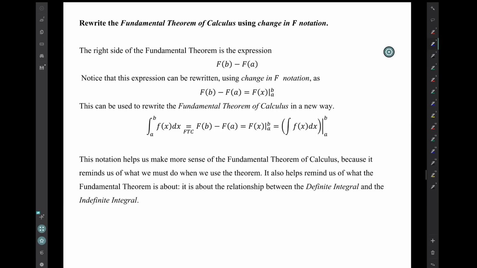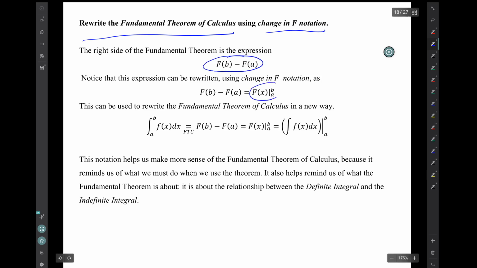Now I'd like to use that notation, that change in f notation, to rewrite the fundamental theorem of calculus. Remember that the right side of the fundamental theorem of calculus is this expression, capital F of B minus capital F of A. We see now that we can use the change in F notation to write that in this way, the change in capital F from A to B. Well, we can use that to rewrite the fundamental theorem of calculus. We rewrite the right side of the fundamental theorem of calculus using change in capital F notation.